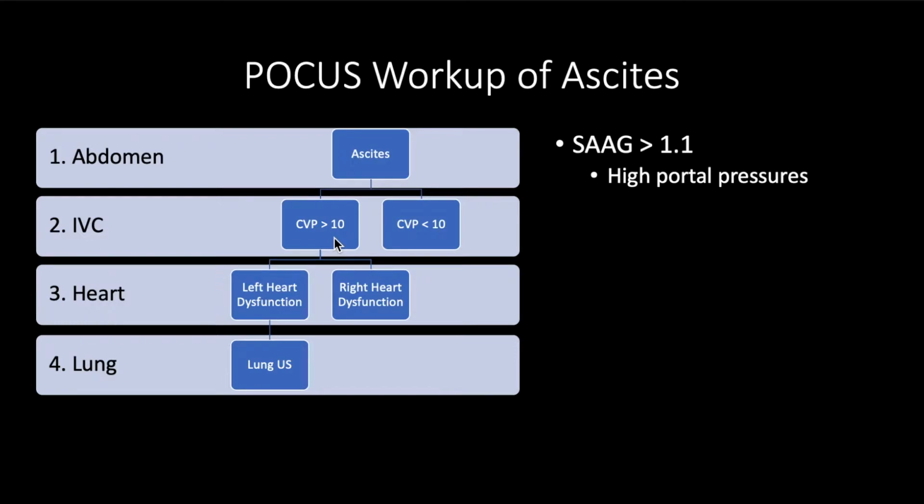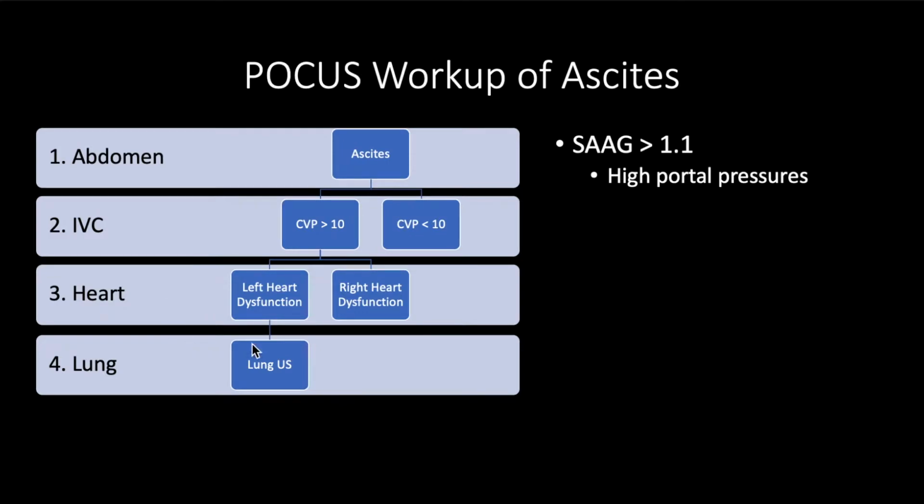So for instance, this patient, when we did his paracentesis, his serum ascites albumin gradient was over 1.1. That just tells you there's high portal pressures. It doesn't tell you if that portal pressure is coming from obstruction from the liver due to cirrhosis, or if it's coming from high pressures from the inferior vena cava backing up into the hepatic vein into the portal system. So when we look at his IVC, we know his CVP is high.